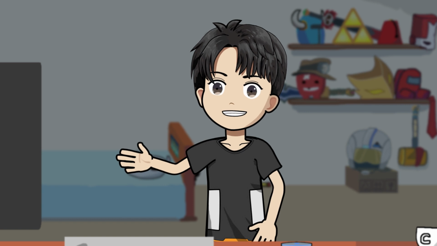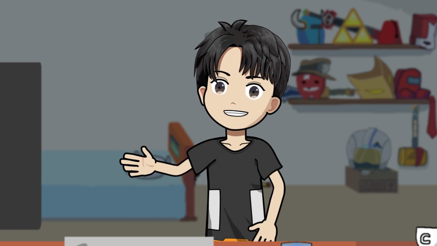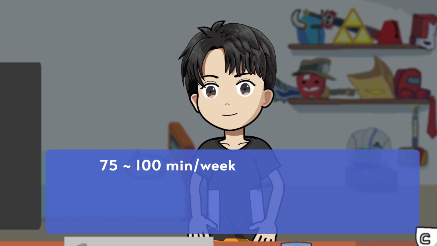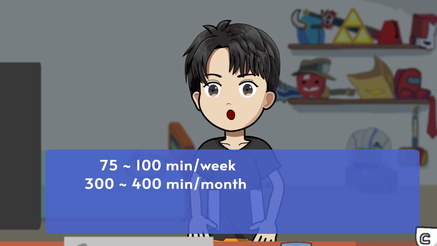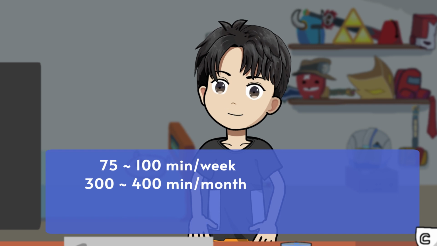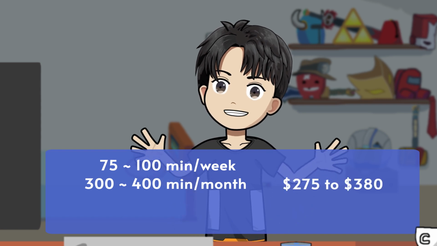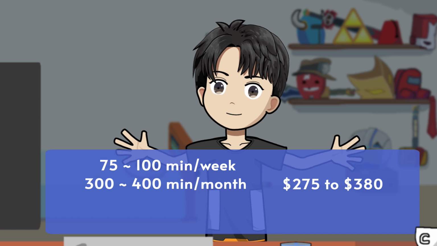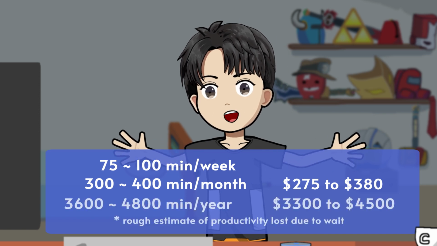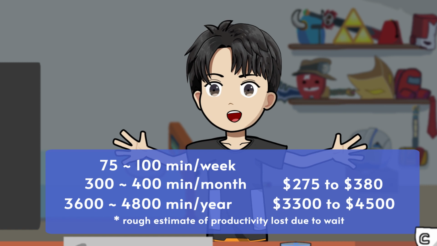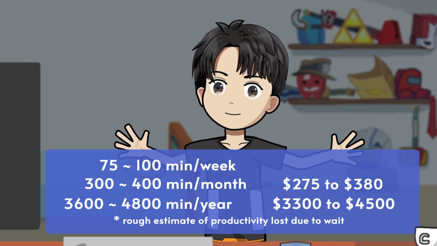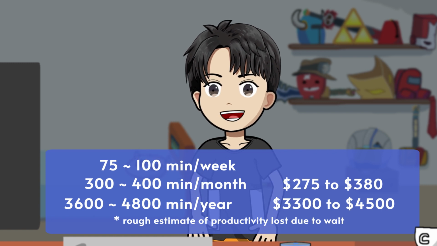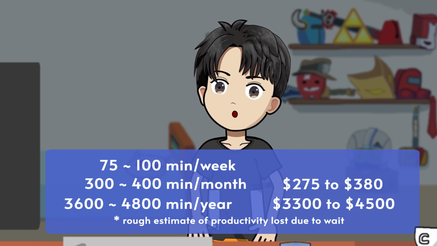If I have to waste 15 to 20 minutes on average every day, that is about 75 to 100 minutes per week, or 300 to 400 minutes per month. That's about $275 to $380 of wasted productivity per month, or $3,300 to $4,500 per year. Just waiting! My old mechanical hard drive failed, so I decided to upgrade my 8-year-old computer.